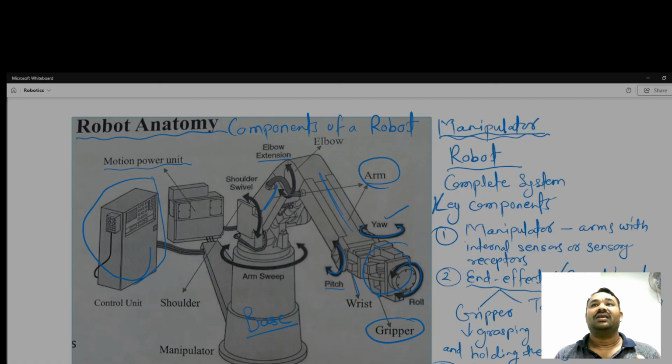So firstly, the first one is the manipulator. The second one is the end effector. The third one is the external sensors. The fourth one is the controllers. Why are controllers required? It may not be necessary that what we give as input to the robot will be realized. So controllers are required. Controllers correct the motion of the robot.